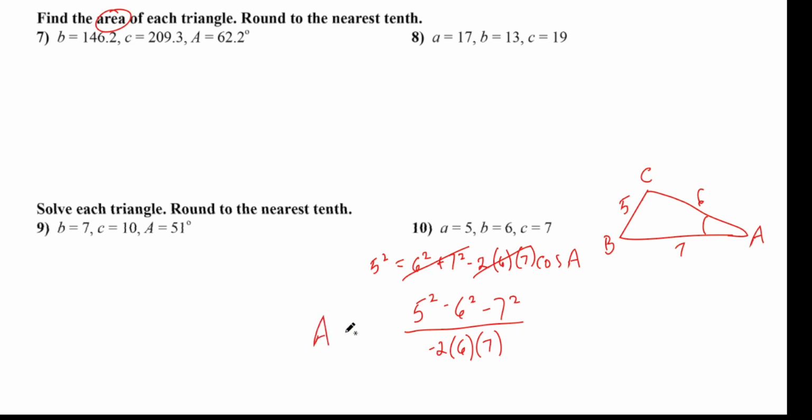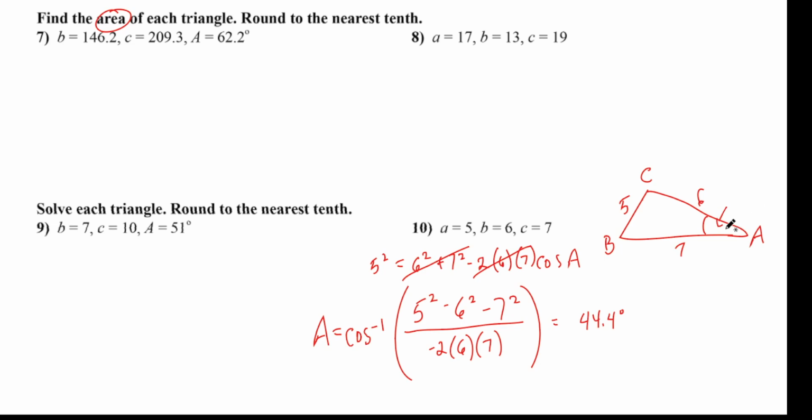But what if I want to find A? A is the what? It's not negative cosine. It's the inverse cosine. You got to practice using your calculator on these, okay? I can't stress that enough. So make sure you go back and you do this. So you get 44.4 degrees. All right, that's this angle right there.